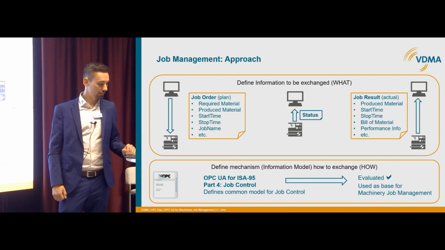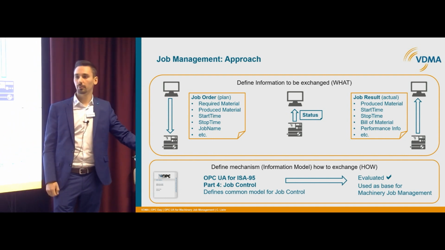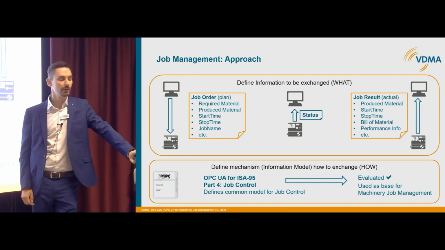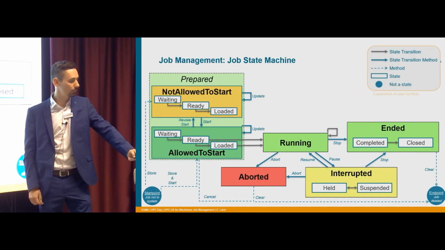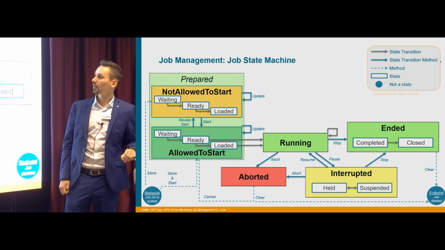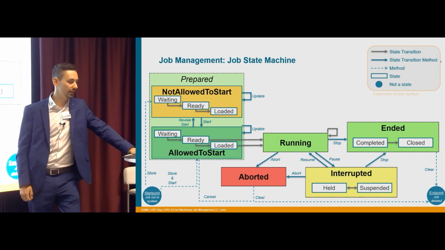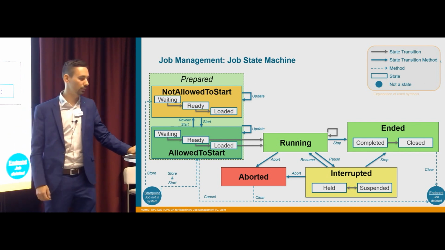So now I talked about how we got on this road and what we did until then. And I show you how this looks like now. So at first I want to show you how the status of the machine can look like. And I show you this with the job state machine that is in the ISA 95 job control specification. So this machine, we are using this machine.